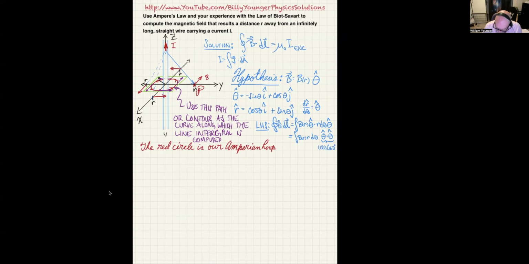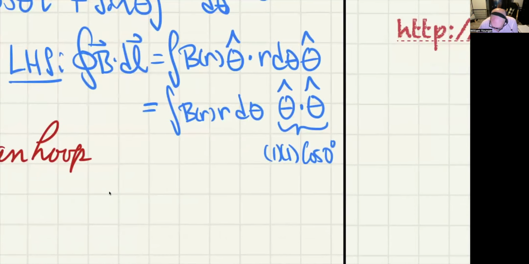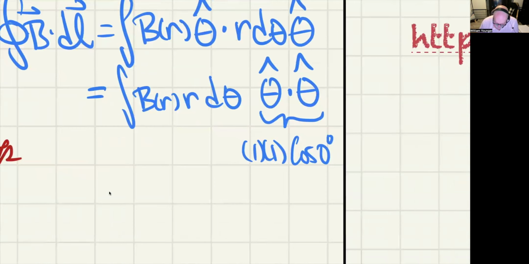Because the formula for the magnitude of a dot product is A dot B equals the magnitude of A times the magnitude of B times the cosine of the angle between them. In this case, the two vectors are unit vectors, so A and B are both 1, and the vectors are identical, so they're parallel, and therefore the angle theta is 0 degrees. So that's how we're getting B of r d theta times theta hat dot theta hat, where the theta hat dot theta hat just becomes 1. In fact, I can write it right there and just say this is 1.